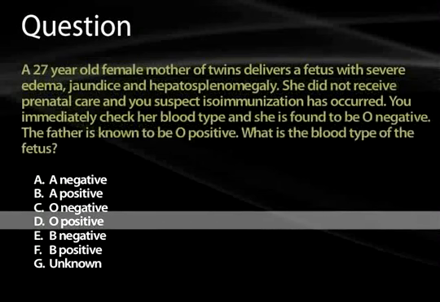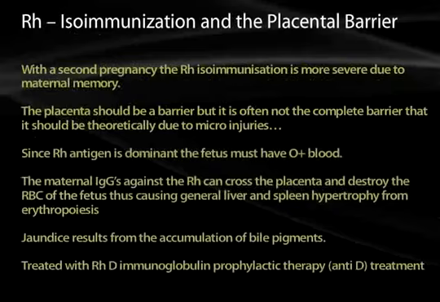The answer here is O positive. The important part about this question is that you recognize that isoimmunization has occurred through the placenta, and this puts the mother at risk, since she is O negative, of rejecting the fetus and producing antibodies against the fetus. She's already delivered twins, which would suggest that she is at a high risk of having these antibodies already present.